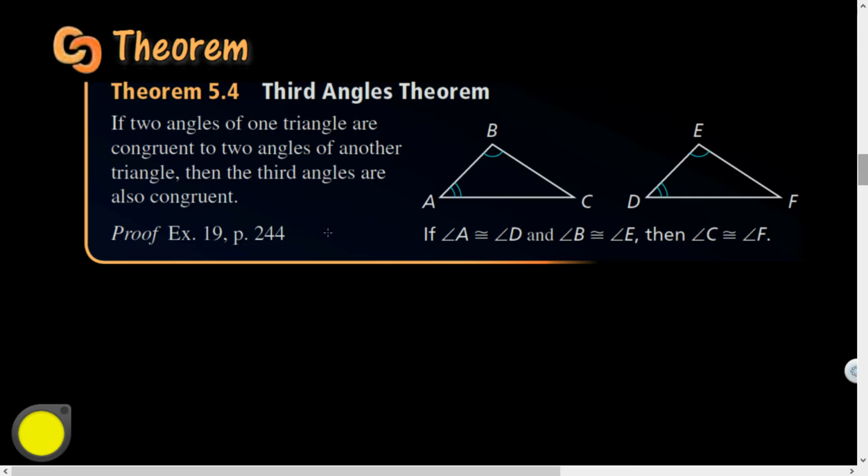I know it says proof is example 19 on page 244, but could someone give me a breakdown just to at least make me feel good about this in the meantime?